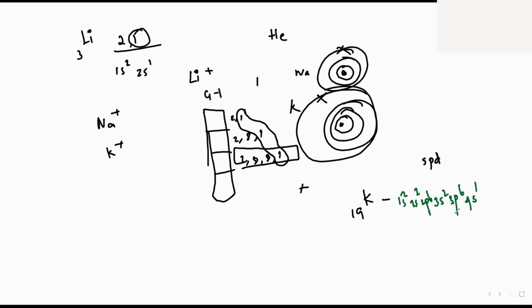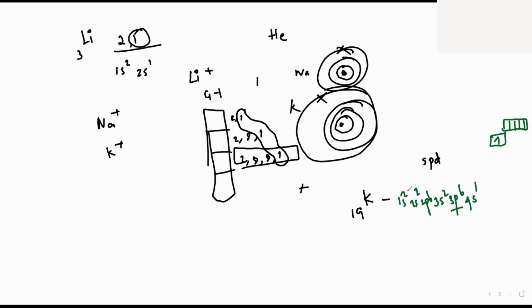Why did you go to 4s after 3p? Because doesn't 4s fill up faster than 3d? Because you need more energy to fill up 3d than you do with 4s, right? 4s has lower energy than 3d, which means 4s gets filled first. Then, so now, 3d.